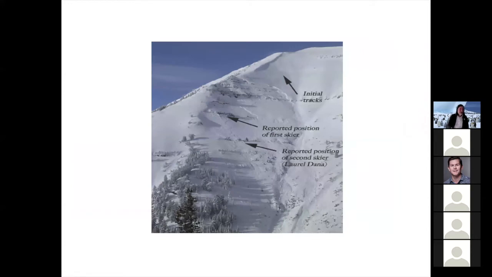This here is Taylor Mountain out of Jackson Hole in Wyoming. This is a few years ago. Where do you think the wind's been blowing from here, looking at the terrain? Give me your best guesses.